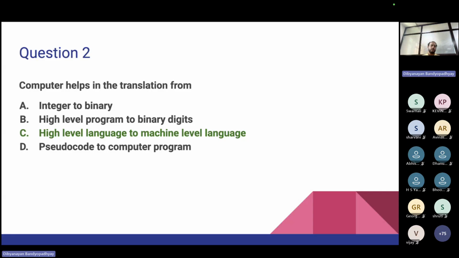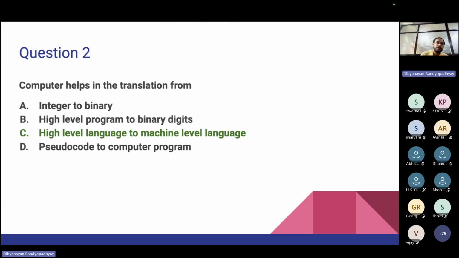Actually, a computer as a whole, I mean, compiler is a part of the computer. So mainly compiler can be a better answer for this. But as compiler is a part of computer, you can also think that computer handles the translation from high level to machine level language. Compiler does that up to machine level language only, but computer takes it to the binary digit level. Yeah, you can think like that.